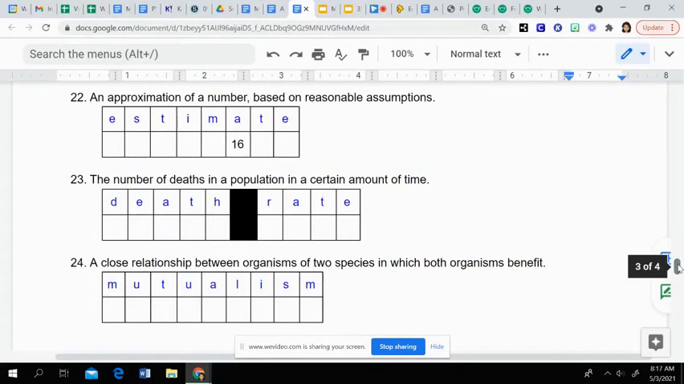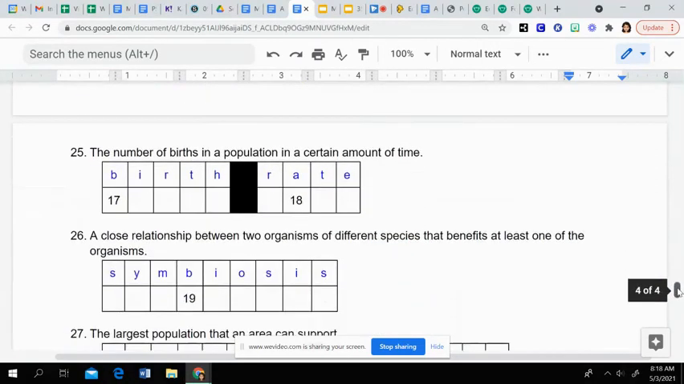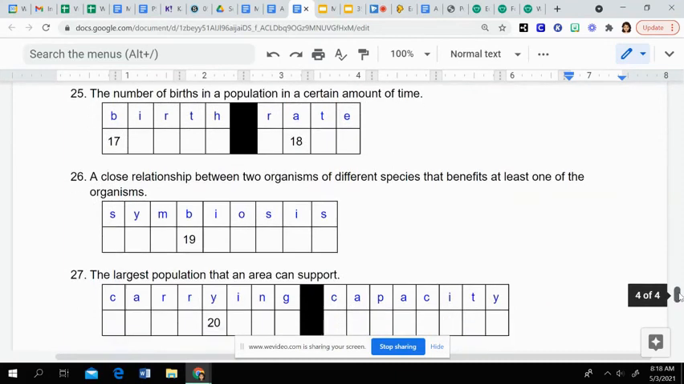22, an approximation of a number based on reasonable assumptions is called an estimate. 23, the number of deaths in a population in a certain amount of time is called the death rate. A close relationship between organisms of two species in which both organisms benefit is mutualism. 25, the number of births in a population in a certain amount of time is called the birth rate.